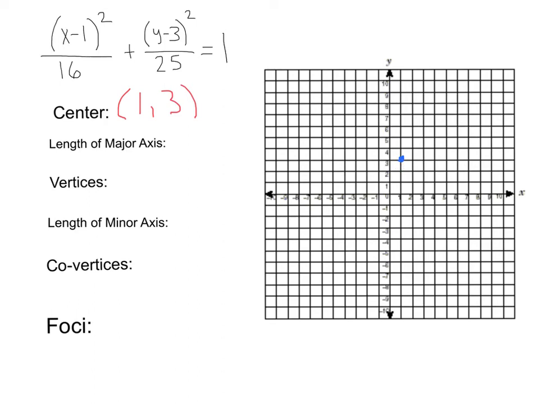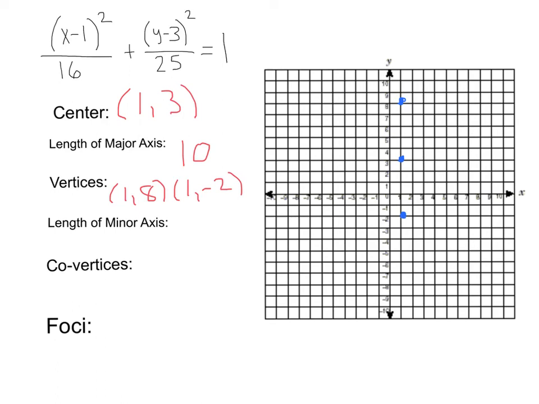Next up, major axes and vertices. This time, we were comparing 16 and 25. 25 is bigger, so our major axis is going to be in the y direction, or vertically. Take the square root of 25. We get an a value of 5. Again, this moves in the vertical direction because it's under y squared. We'll count our spaces. 1, 2, 3, 4, 5. 1, 2, 3, 4, 5. Giving us a major axis length of 10 and vertices at the points (1, 8) and (1, -2).